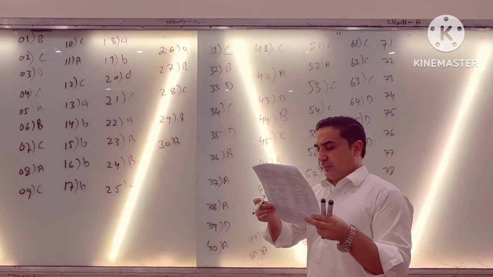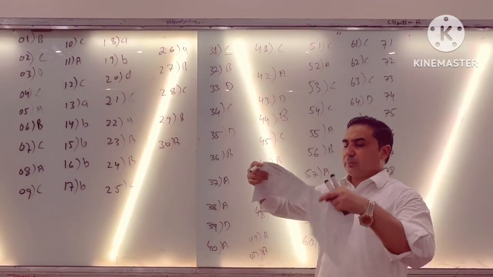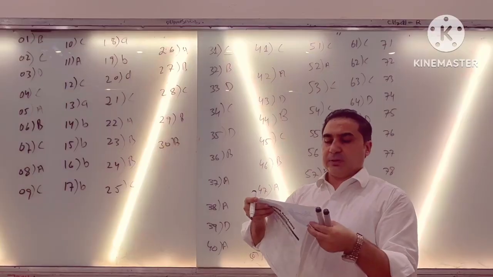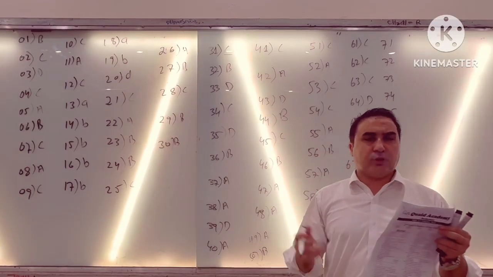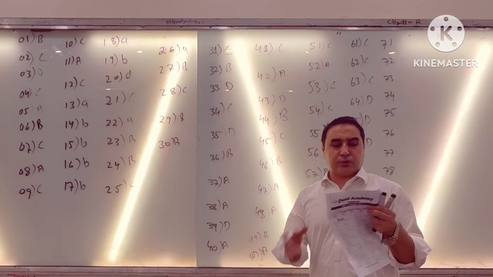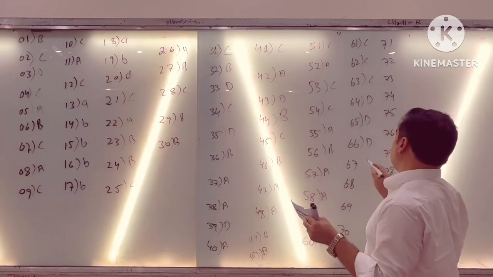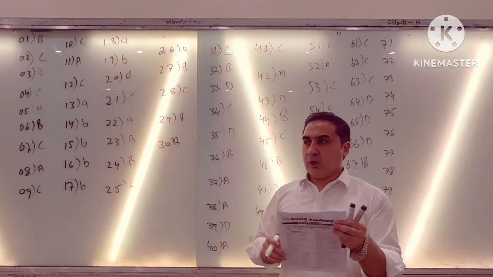Among the following types of joints, pick the one that is partially movable. Fibrous joints are immovable, cartilaginous joints are partially movable, and synovial joints are freely movable. The correct option is B. Cartilaginous joints are partially movable.